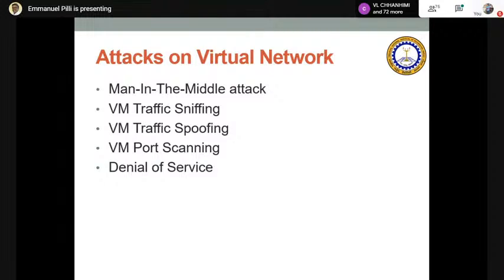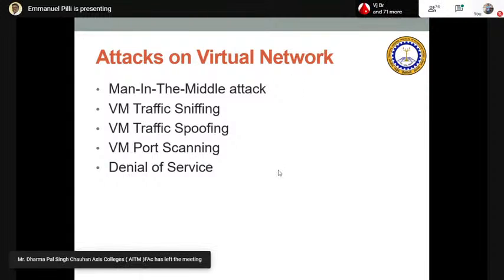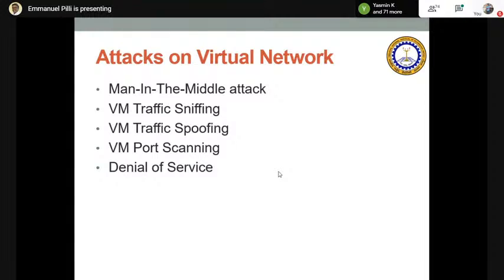So that's where we had the man in the middle attack and some of these. Let's look at some of those attacks. So that's a good thought. Virtualization differentiates cloud security and network security. If virtualization was not there, what we are doing is network security. Because virtualization is there, what we are doing is cloud security.